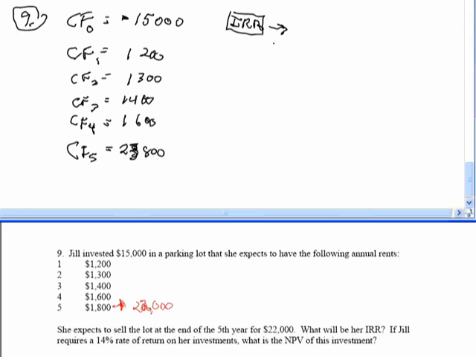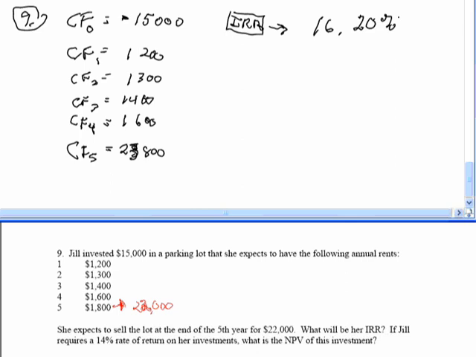So I get an internal rate of return of 16.195 or 16.20%. So the internal rate of return on this investment is 16.2%. Well, if Jill requires a 14% rate of return, we should do this deal, right? If she only requires 14%, we found out that this investment's actual rate of return is 16.2%. This is a good deal for Jill.